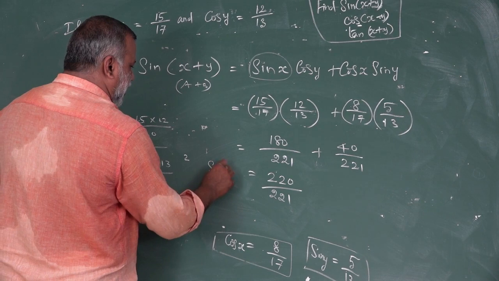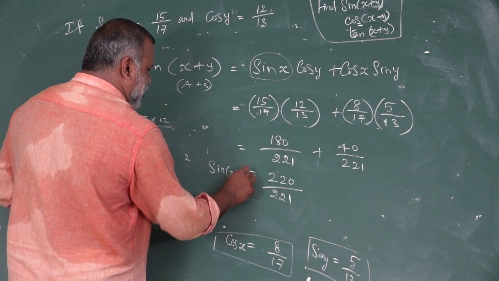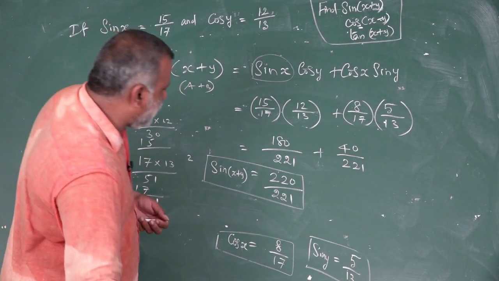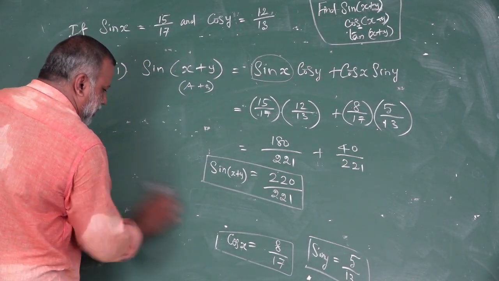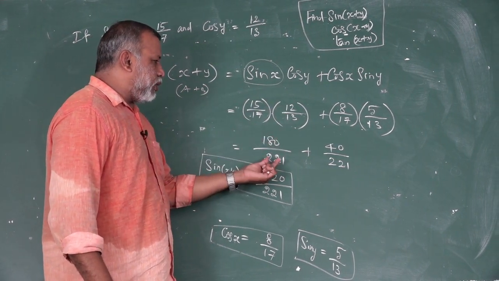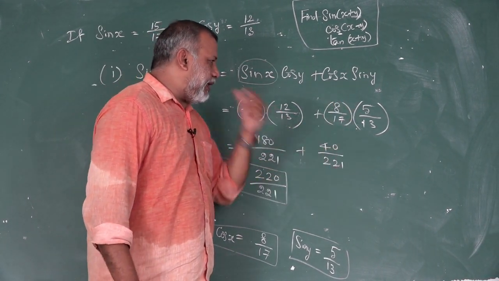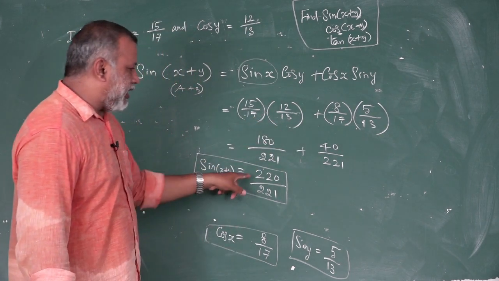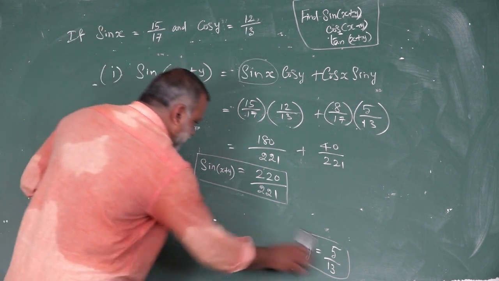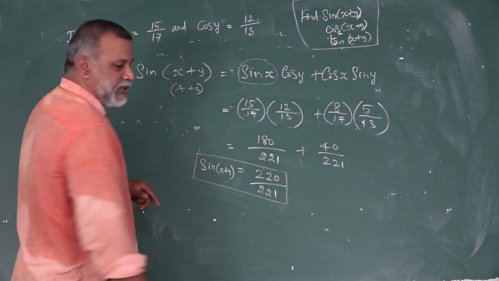This is the value of sin of x plus y. So you have to work out the data: multiply to get 180 divided by 221, and 40 divided by 221. Just add the numerators, 220 divided by 221. So we have worked out the value of sin of x plus y.